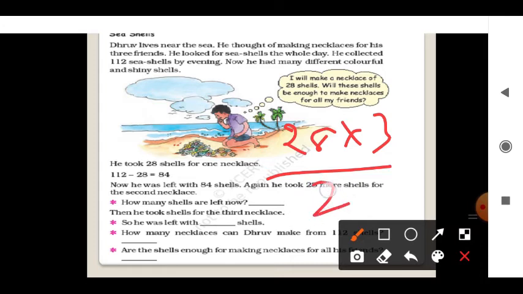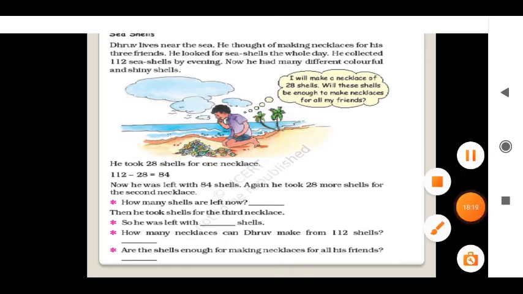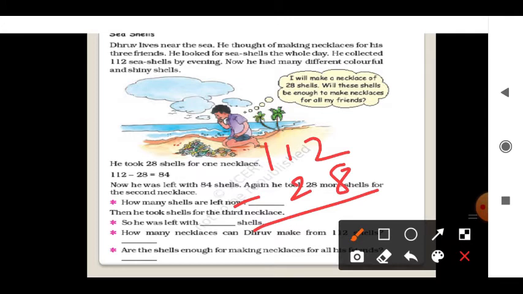See here, 3 times 8 is 24, and so on. He needs 84 shells. Now, first he took 28 shells for one necklace. For one necklace, he took 28 shells. So, 112 minus 28. 12 minus 8 is 4.